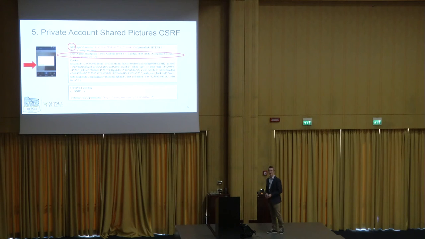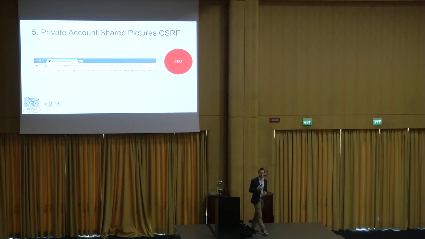Tom Van Goethem talked about this in the previous presentation as well. So typically, CSRF protection is only applied to POST requests. And here we have a GET request. So this allows me, as an attacker, if I can lure an authenticated victim, an Instagram account victim, to my website, to make this request on their behalf, and I can share their pictures on their behalf without them knowing. So if it's a private account, I can make their pictures public, which is a big deal.